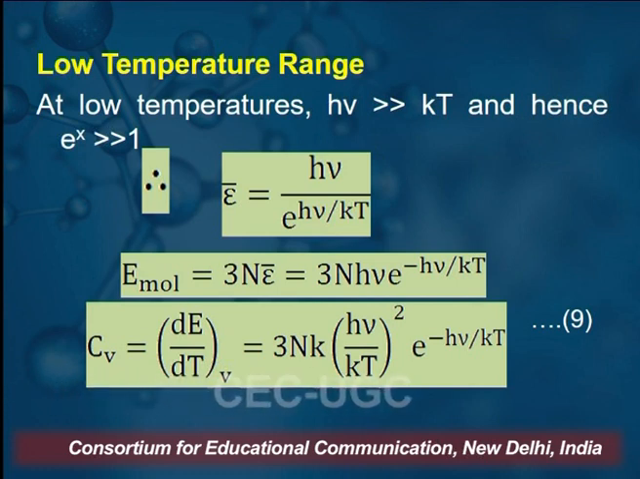In the low temperature range, h nu is very much greater than kT. So e to the power of x will be very much greater than 1. So epsilon bar will have the form h nu upon e to the power of h nu by kT. So E mole will be equal to 3N epsilon bar, which I can write as 3N h nu e to the power of minus h nu by kT. Specific heat will be dE by dT at constant volume. So that will be equal to 3Nk, h nu by kT whole square, into e to the power of minus h nu by kT.